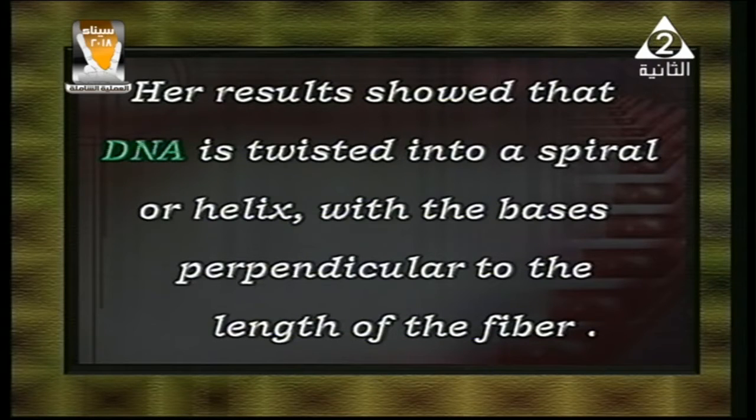So before the experiment of Franklin, most scientists didn't have much imagination about the structure or the helix of DNA. And after Franklin's experiments, after she got purified crystals of DNA, she proved that the DNA is twisted into what? A spiral or helix with the bases perpendicular to the length of the fiber or the length of the backbone.